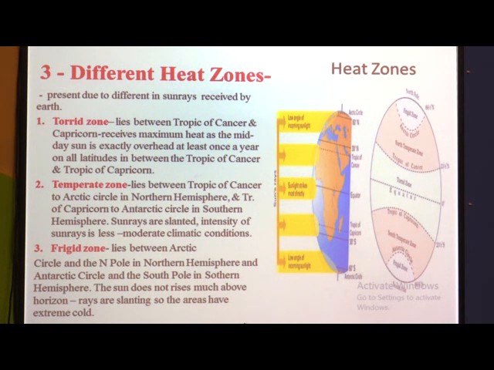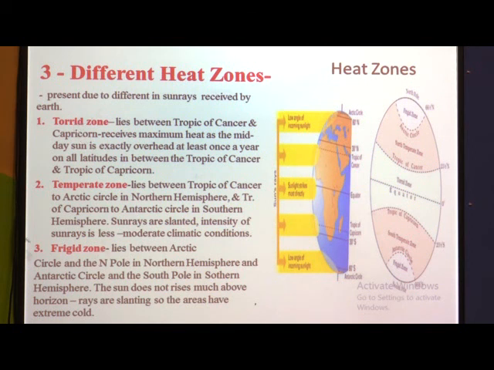Now we will see what the heat zones are. Heat zones are present due to the difference in sun rays received by the earth. Therefore we have 3 different heat zones. They are the torrid zone, then the temperate zone, and the third one the frigid zone.